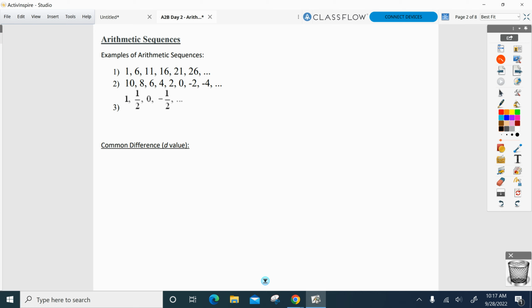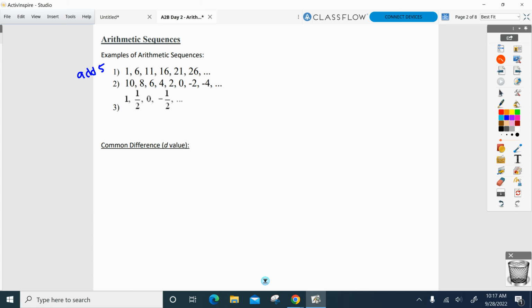Yesterday at the beginning of class, I said sometimes sequences don't have a pattern and sometimes they do. Today, we're going to talk about ones that definitely have a pattern. Look at my 3 examples of the sequences I put up. 1, 6, 11, 16, 21, and 26. You guys find a pattern? What's the pattern here? I got to add 5, right? Everyone agrees? Number 1 here, I got to add 5.